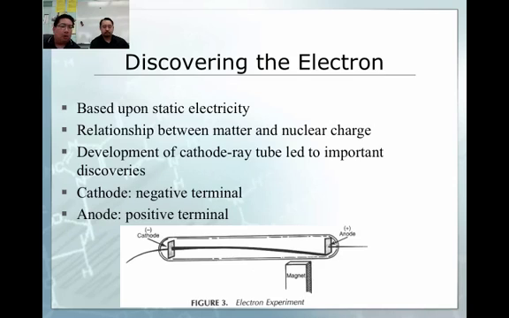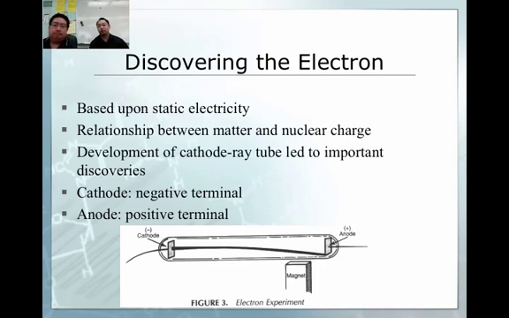The first component of the atom to be discovered, or first building block, was the electron. And the idea of the electron first came about through electricity itself. They were looking to relate matter and nuclear charge. And at this time, electricity was kind of a new phenomenon. And through the study of electricity, they developed something known as a cathode ray tube.